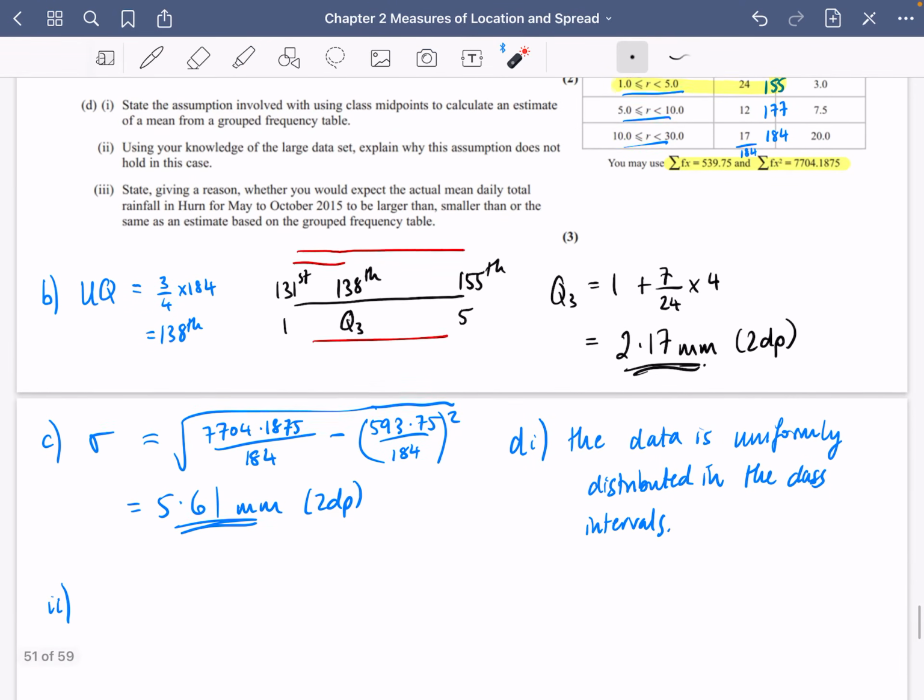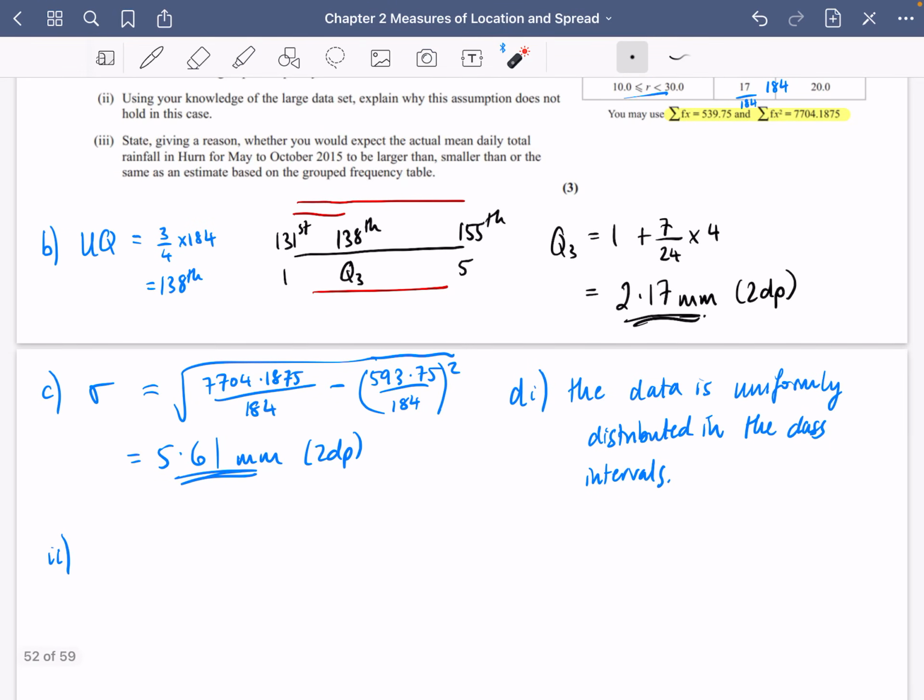So it says, explain why this assumption does not hold in this case. We should say there are many zeros in the large data set.